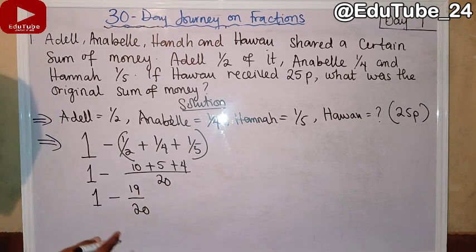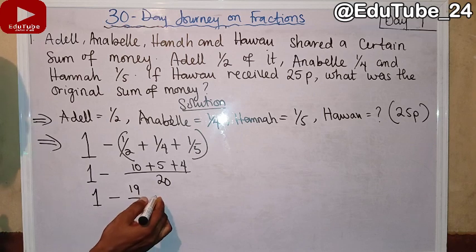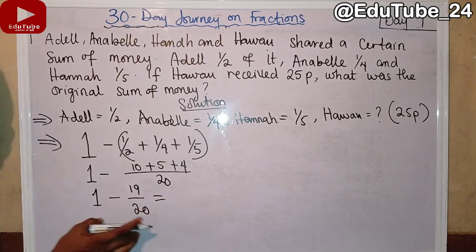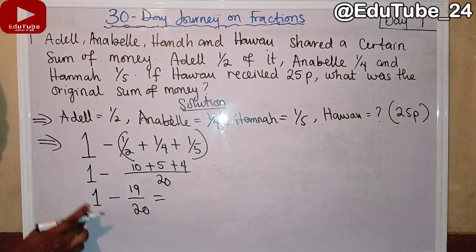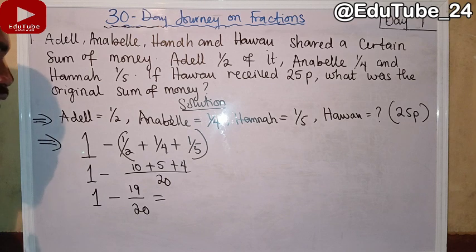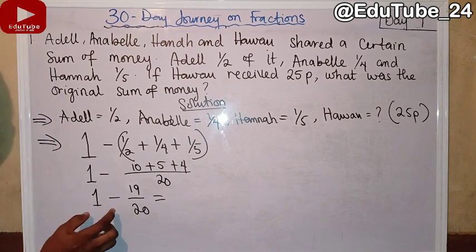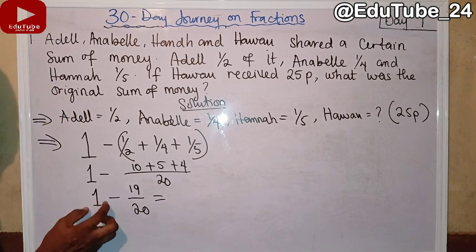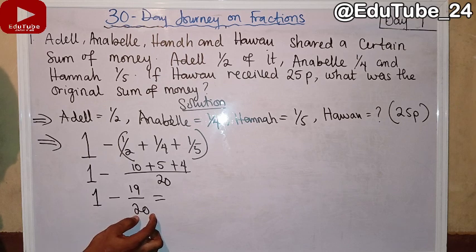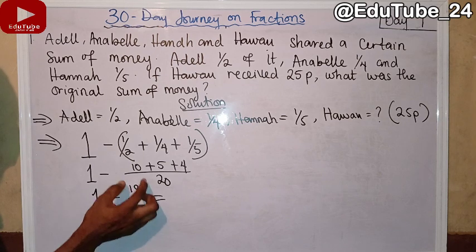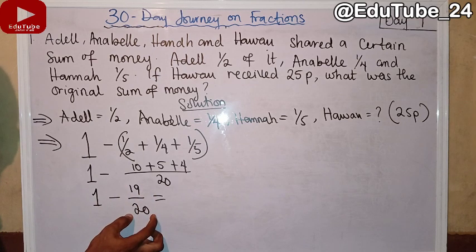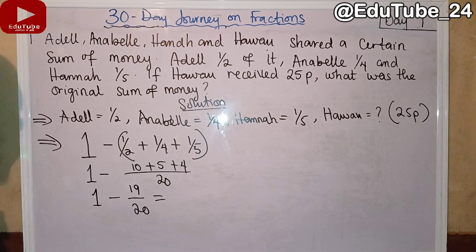19/20. Now we have 1 minus 19/20. So how do we evaluate this further and go about this? We are going to rationalize 1. What do I mean by rationalizing? We are going to make 1 a fraction such that the denominator of the fraction is the same as the denominator of the fraction that we have here. So that's what I mean by rationalizing.